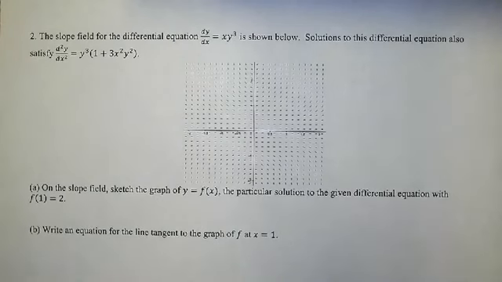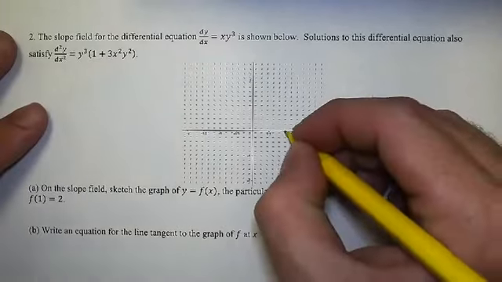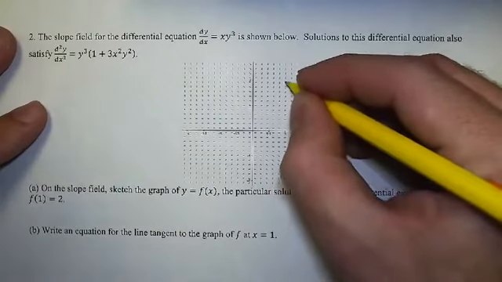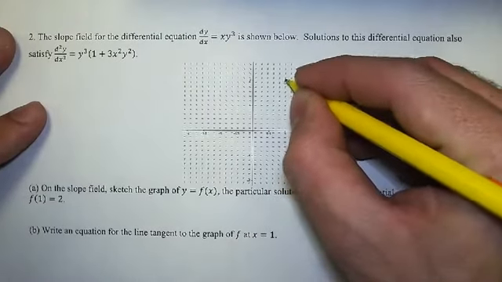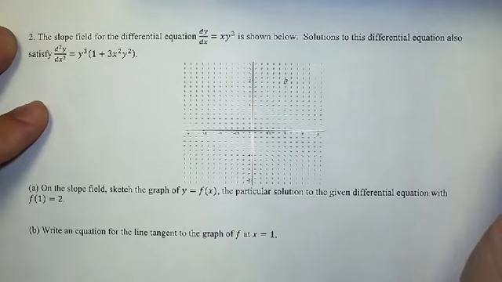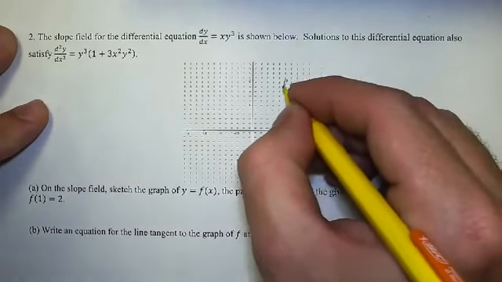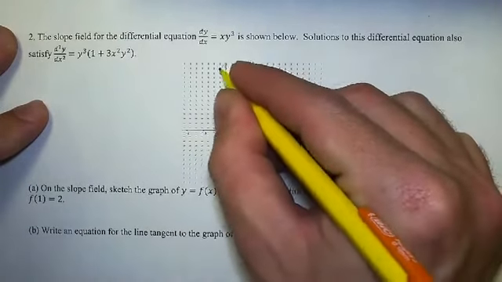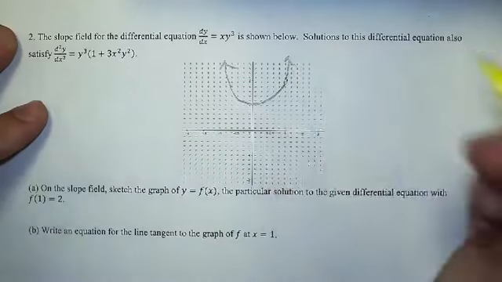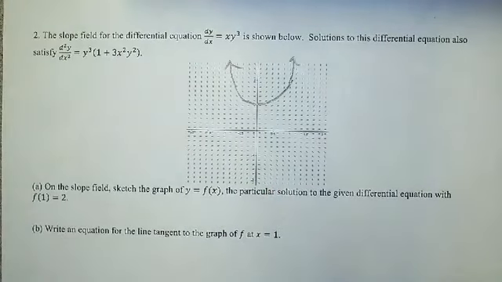Sketch the graph of y equals f of x, the particular solution to the given differential equation with f of 1 equals 2. Okay, so this is 1, 2, probably around here. This is where we just want to follow the lay of the land. So it's going to go down, and it's probably going to be something like this. And that's all you have to show.